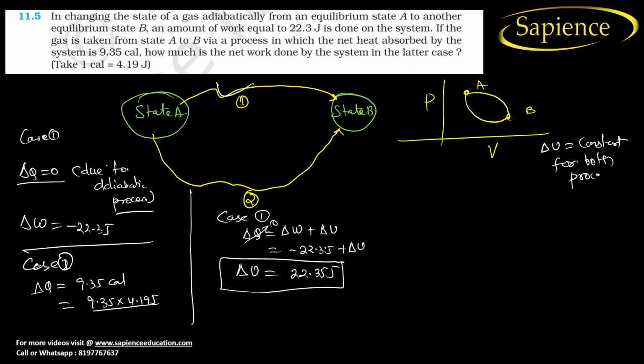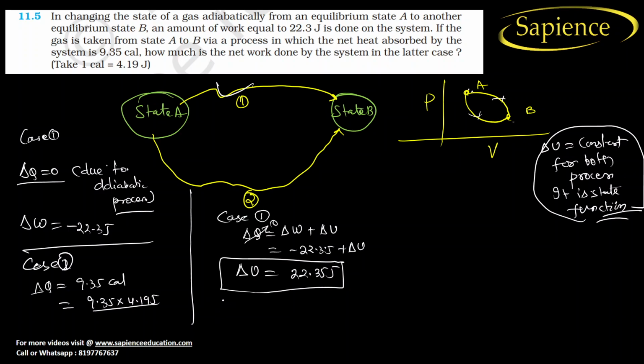Now you may ask me why this happens. Because it is a state function. It does not depend on the path. So delta U only depends upon the initial and final state. The initial and final state for both the processes are the same. So that's why delta U will remain constant for both the processes.